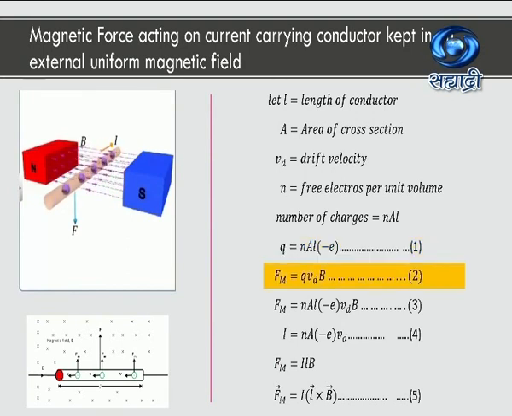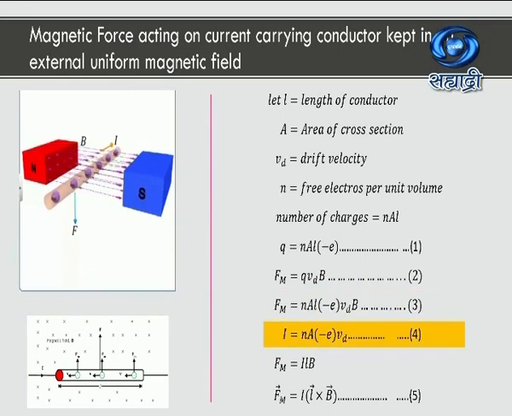We know that this charge is moving in an external magnetic field B with velocity Vd. So can we say that these charges experience magnetic force Fm equal to Q Vd B, equation number 2. Substitute Q from equation 1. Fm therefore is equal to nAL(−e)Vd B, equation number 3. So in this case, we have got the magnetic force Fm equal to this much, and it is nothing but equation number 3.